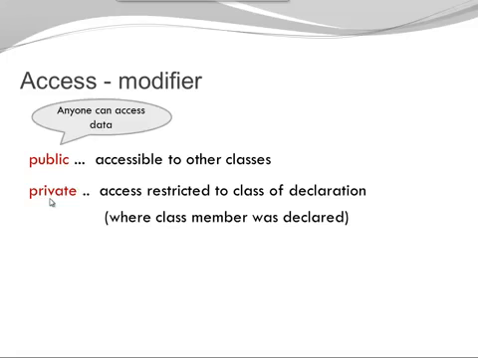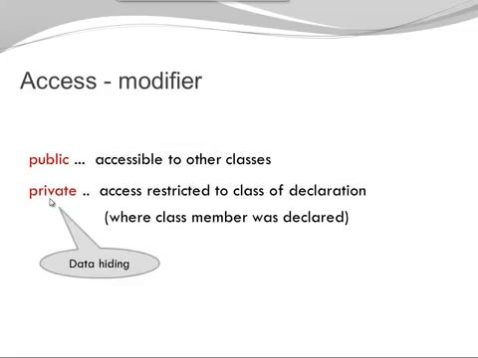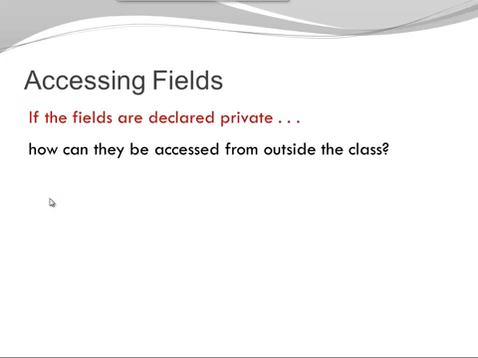If you have a public field, anyone can access this data, and any value can be assigned to your field. Now this doesn't sound like the best of all good ideas. If you have a private field, we talk about data hiding, and we have this most restricted situation that allows us to protect our data. This makes it much easier to guarantee our data integrity.